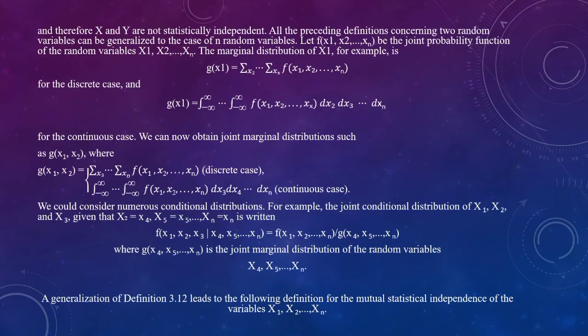All the preceding definitions concerning two random variables can be generalized to the case of n random variables. Let f(x1, x2, ..., xn) be the joint probability function of the random variables x1, x2, ..., xn. The marginal distribution of x1, for example, is g(x1), equal to the summation over x2 through xn of f(x1, x2, ..., xn).